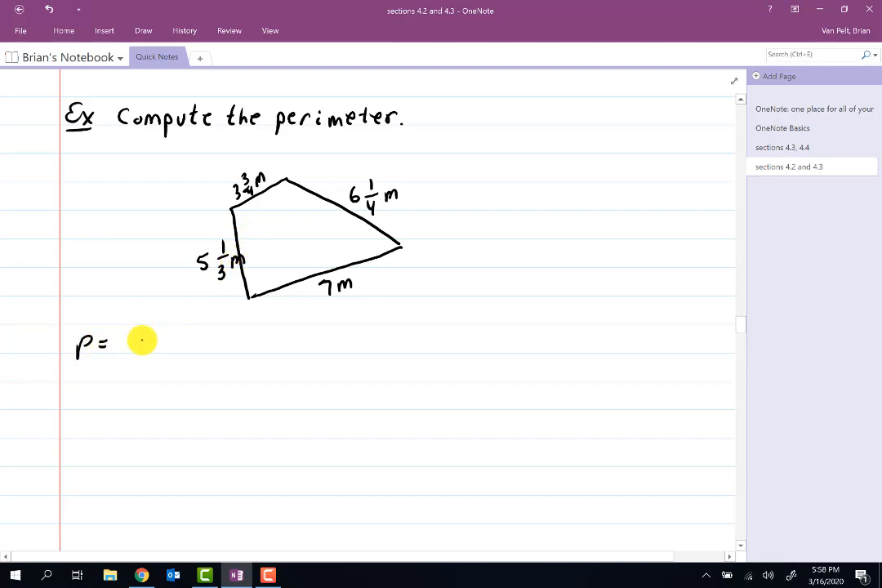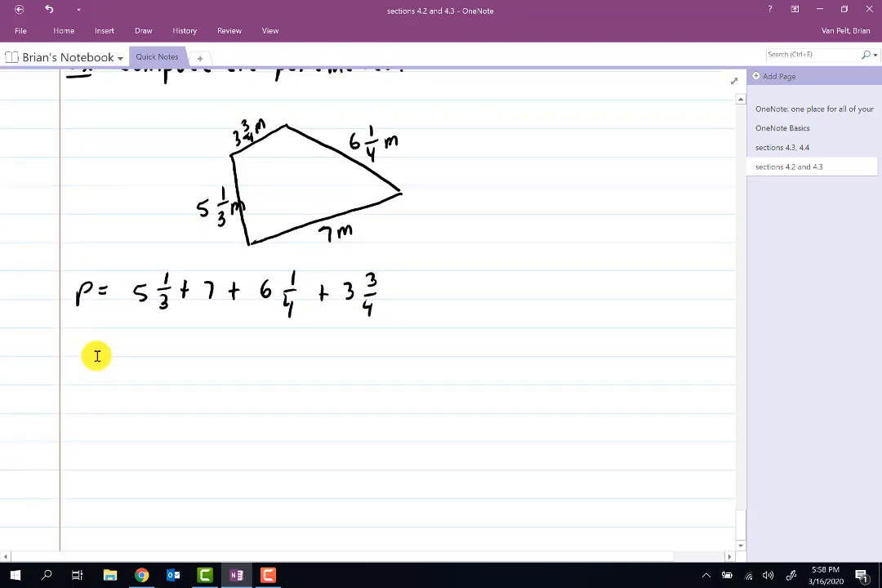So 5 1/3 plus 7 plus 6 1/4 plus 3 3/4. I'll put in my units later. I'm going to change all these mixed numbers into fractions. So 5 times 3 is 15 plus 1 is 16 over 3. I'm going to write 7 as 7 over 1 because I'm going to be dealing with fractions.